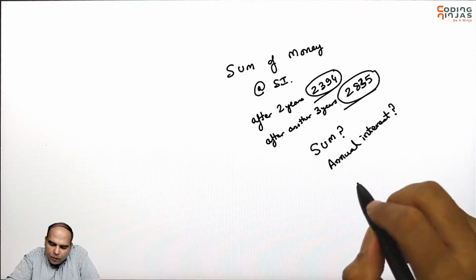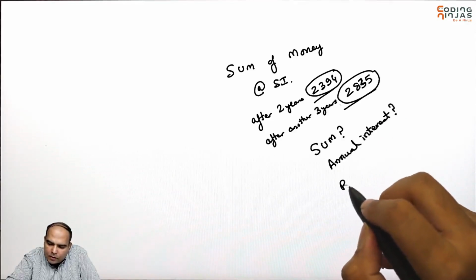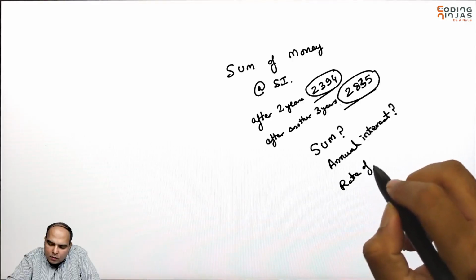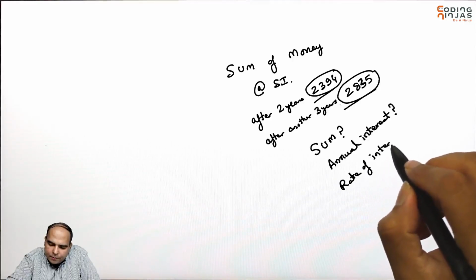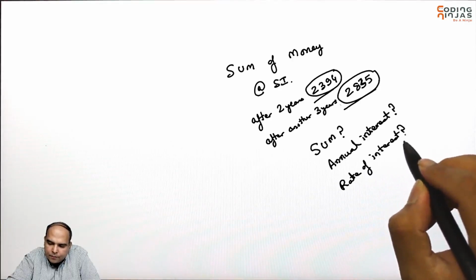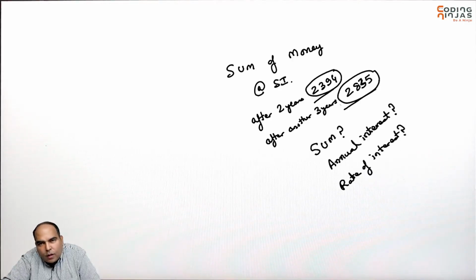What is the sum? What is the annual interest? And what is the rate of interest? Three questions. And I would want you to think about this before you watch my solution. You can pause the video and pause the lesson and first try to do this on your own, and then you can watch the most efficient way to do this.